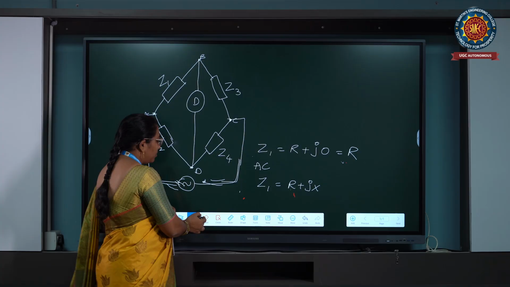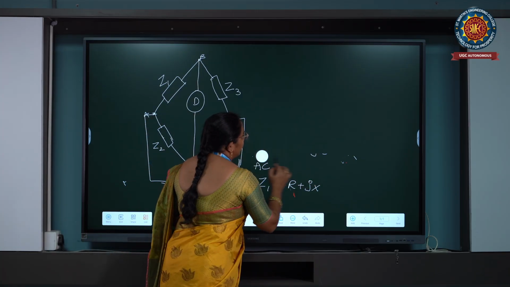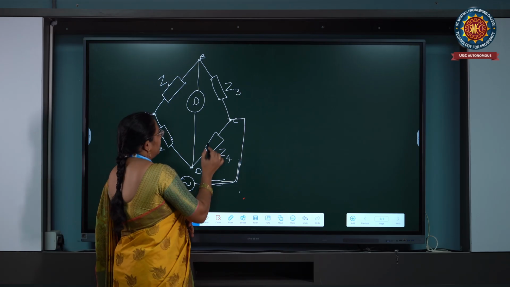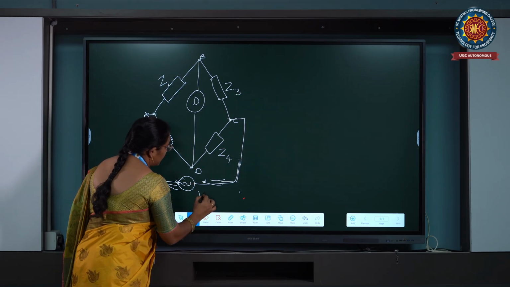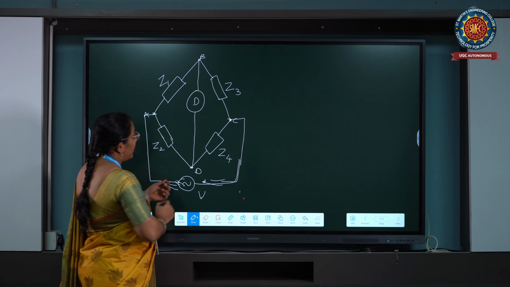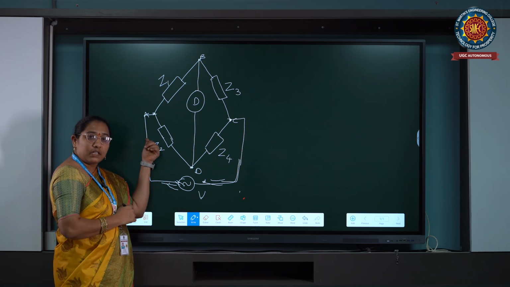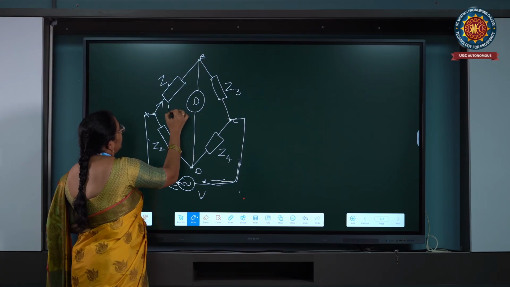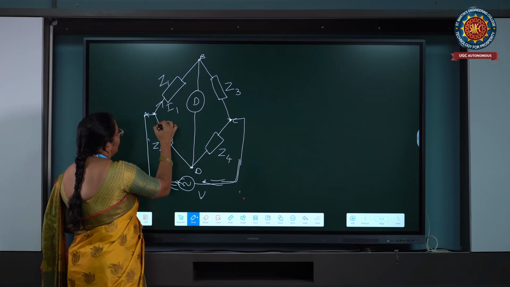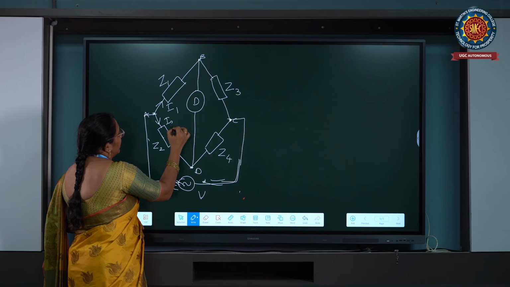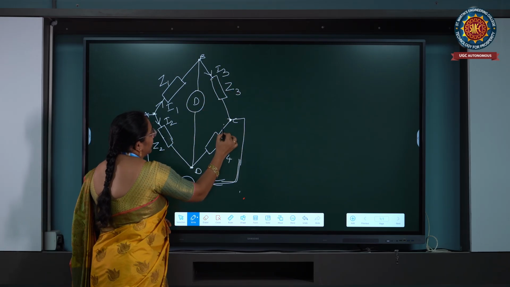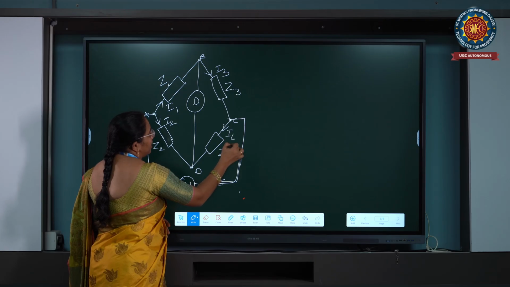Now I am going to derive an equation at the balance condition. Here the voltage is V. When I apply the voltage to this bridge, we get current flow through the branches like this: I1, this one is I2, this one is taken as I3, and this one is taken as I4.